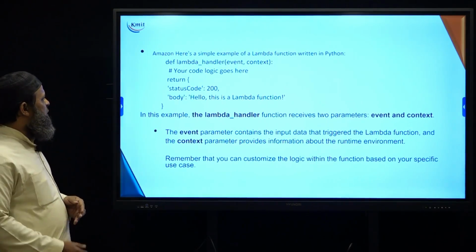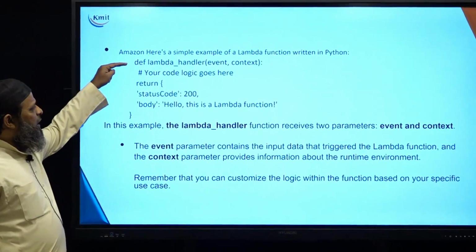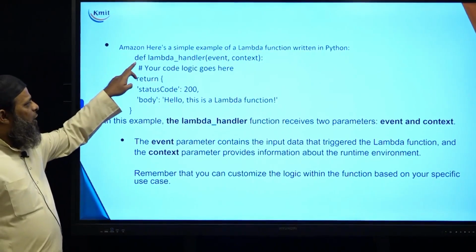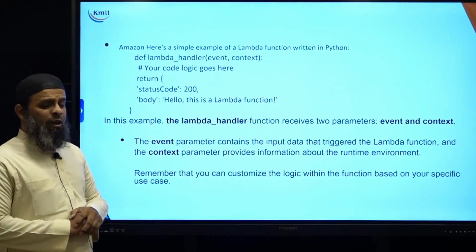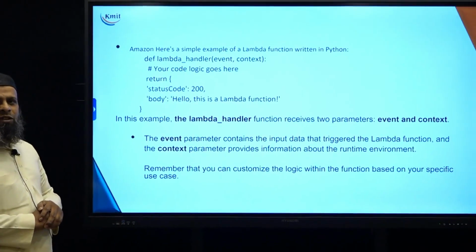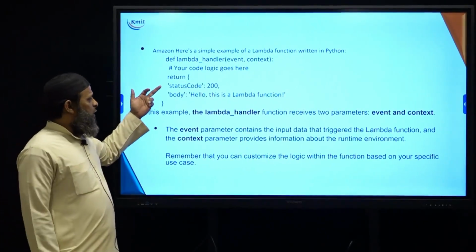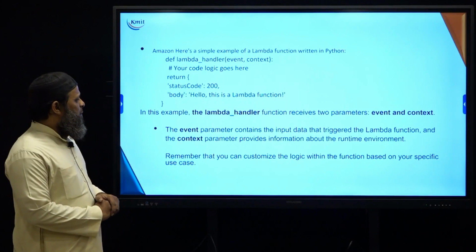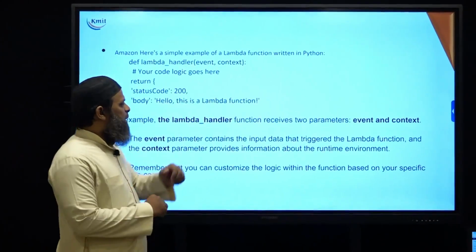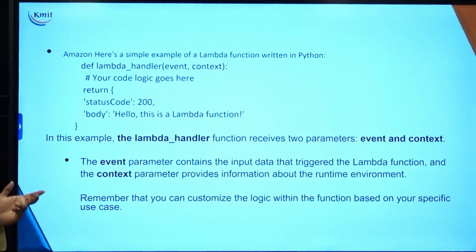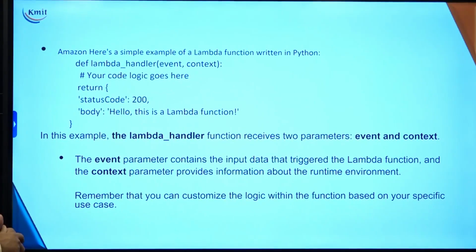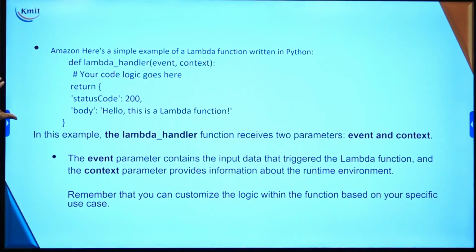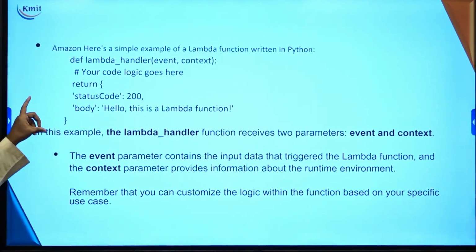So how does this function look? It has a heading. Generally this function is written in Python, and functions in Python are written using def. So def lambda_handler is the function name. This function is like the main function in C, C++ or Java, meaning the execution of this Lambda function starts from this function. It has two parameters: one is event, the other is context. Event contains the input data that triggered the Lambda function, and the context parameter provides information about the runtime. These two parameters are given to this function, and the execution starts.